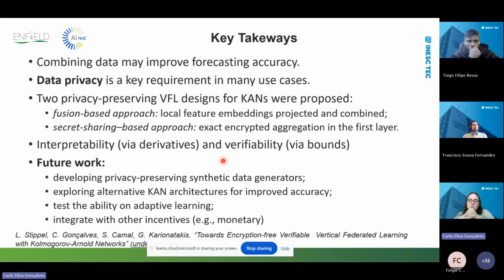Future work should focus on developing strategies for synthetic data generators that consider correlation between my data and the data from the others, and exploring alternative CAN architectures. We used B-splines, but we could use other families. We should also test the ability of these models to do adaptive learning, and finally integrate with other incentives, because sometimes privacy is not enough. We need, for example, to have some monetary incentive for people to share their data with the others. And that's it. Thank you.